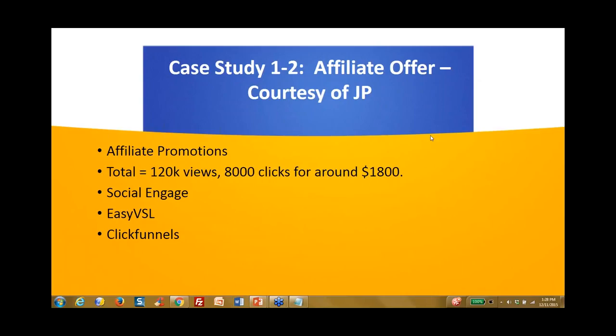So JP Schofel, courtesy of JP, has offered us case study 1, 2, and 3. And for the affiliate promotions, this totaled 120,000 views, 8,000 clicks for about $1,800. Now, like I said, don't look at this as costs, because this is actually 3 different affiliate promotions which brought in about $50,000. So ROI compared to cost is actually very low. So don't look at that and feel like, okay, this is too much. I can't afford this. Because the other way around, with video SEO, you actually spend more money.